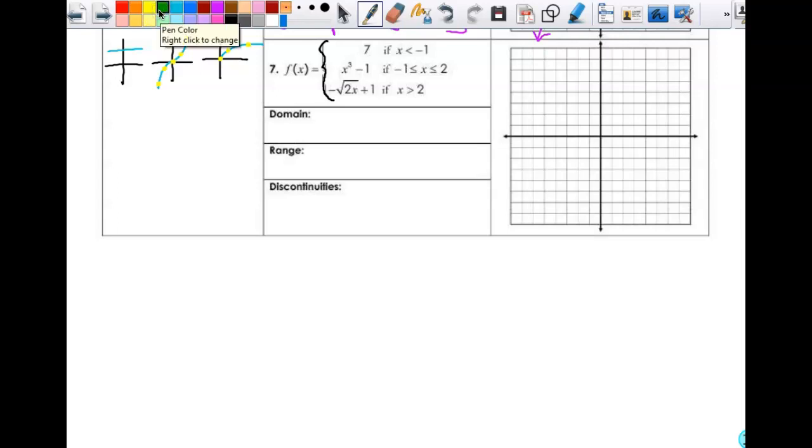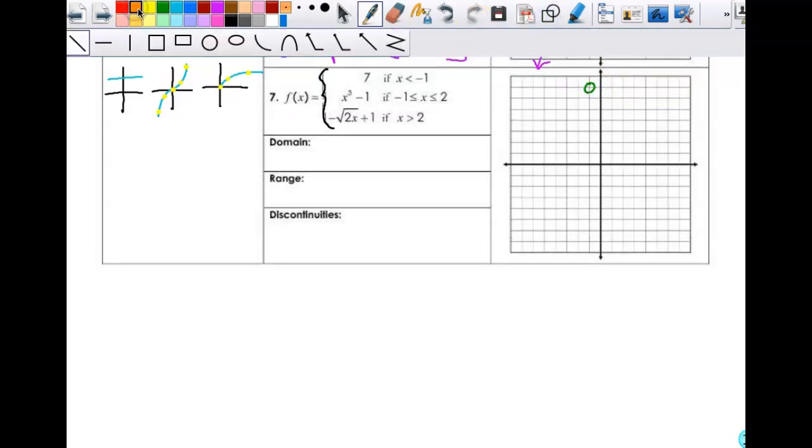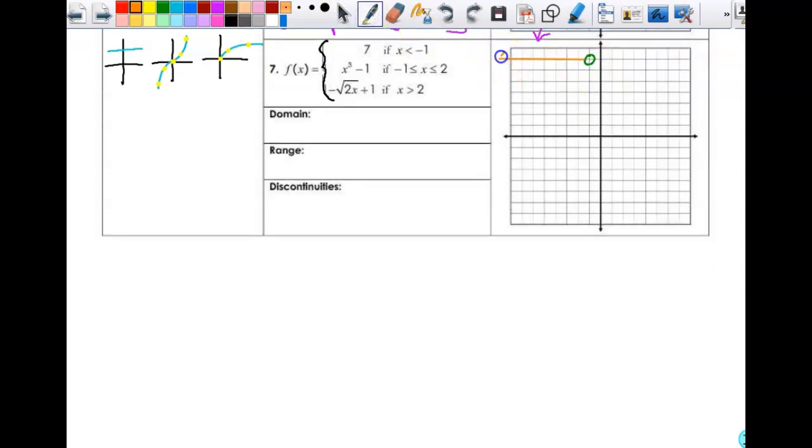So let's start with this first section. Everything, when x is less than negative 1, y is going to be 7 the whole time. So when I go to negative 1, 7, that is an open circle. And then it's 7 all the way that way. Okay. All right, now I want you to get the cubic part on there. Do your 2 endpoints of the domain first, then try and do your anchor points. Give you a few minutes to get that going.